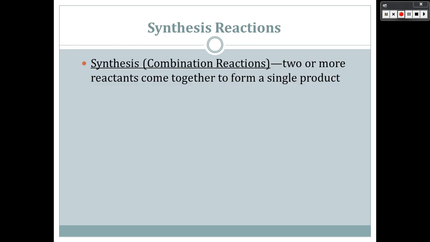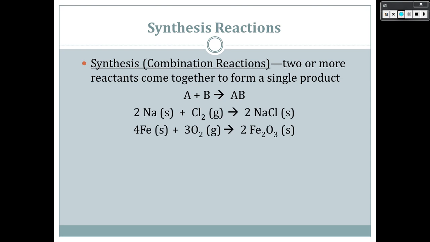So let's look at a synthesis reaction. A synthesis, or a combination reaction, is when two or more reactants come together to form a single product. So you can think of it as they combine. That's why your book calls it a combination reaction. So it's like A plus B yields AB. Pretty straightforward. Here are two examples of synthesis reactions.